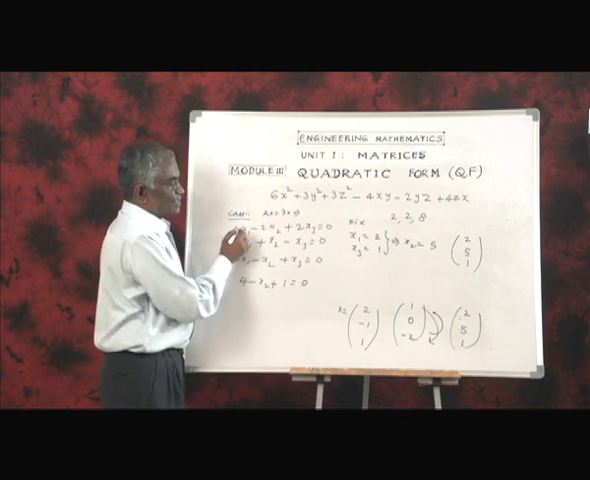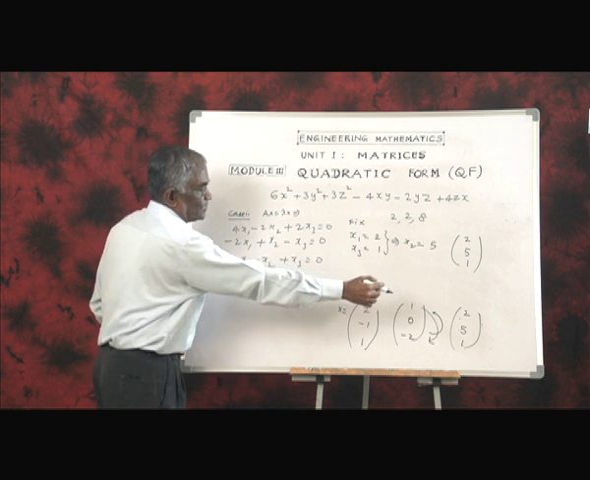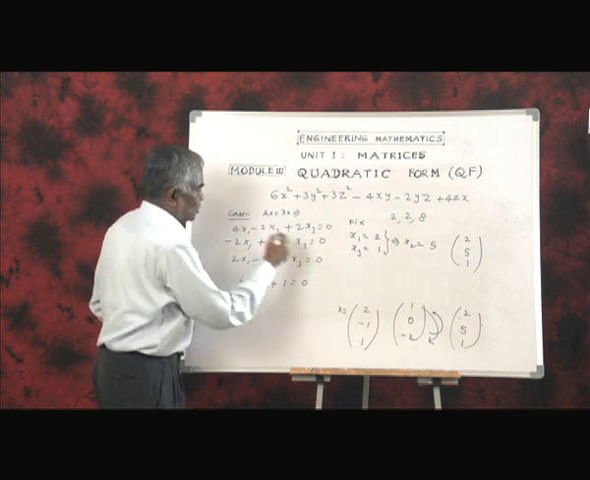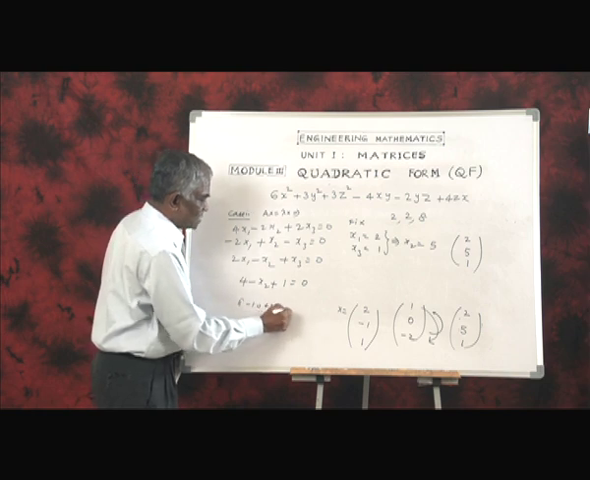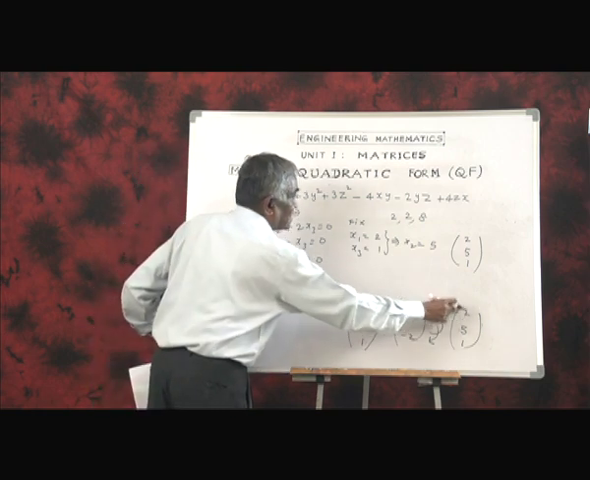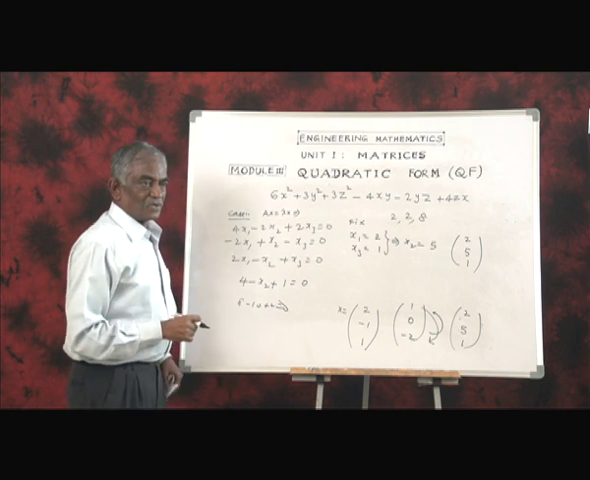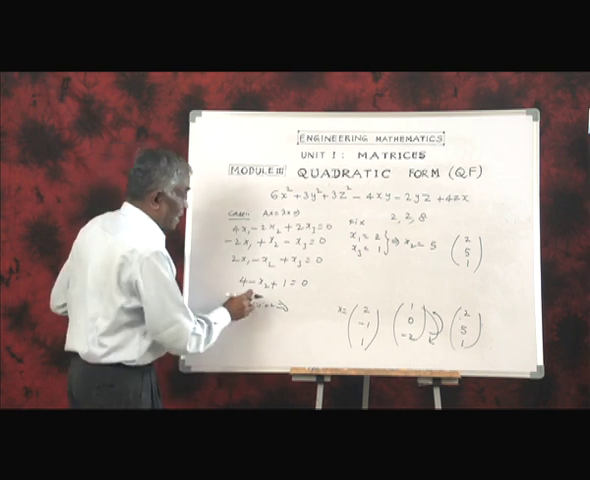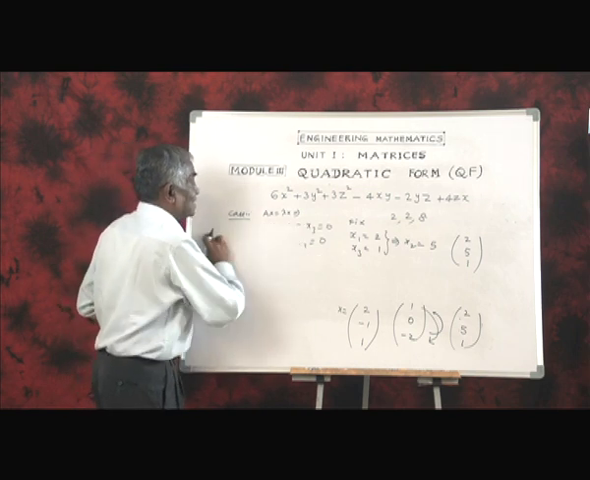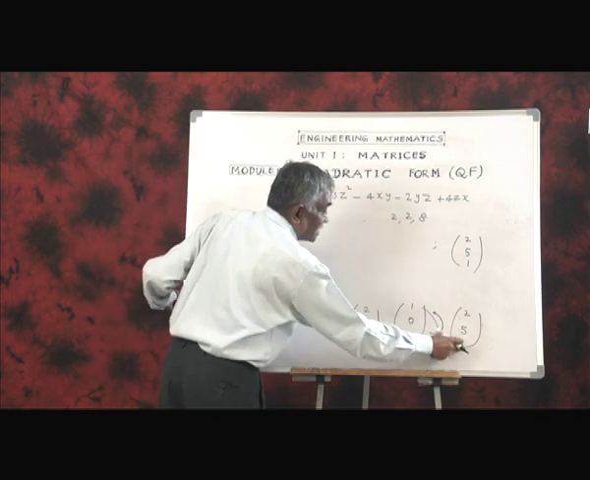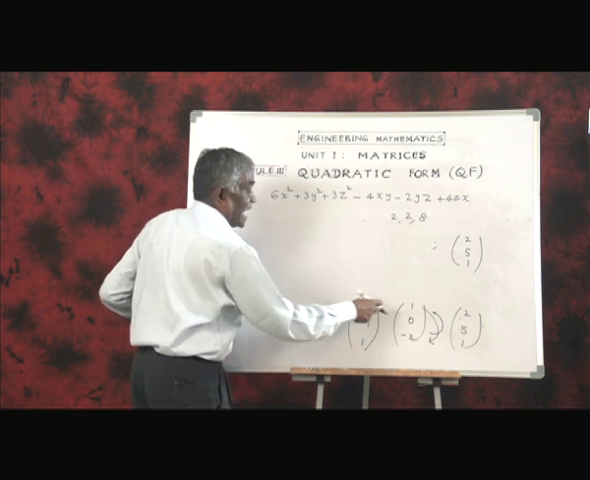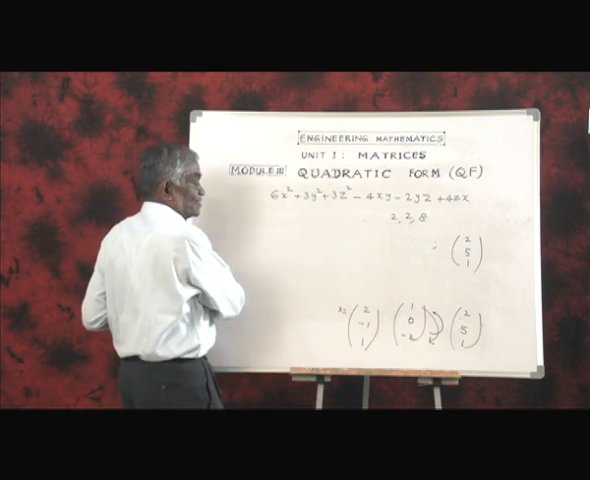So, when you substitute x1 is equal to 2, x2 is equal to 5, x3 is equal to 1, just check. 4 into 2, 8, minus 10 plus 2, that is equal to 0. Therefore, naturally this is an eigenvector corresponding to lambda is equal to 2. Then one more check you can do. After getting the eigenvector in this manner, check whether this eigenvector is orthogonal to this as well as this. Definitely that will be so.